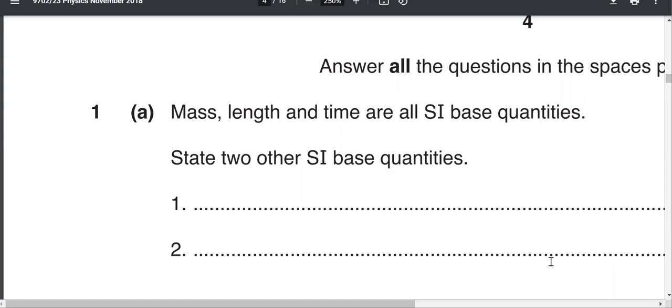Question number 1 reads: mass, length, and time are all SI-based quantities. State 2 other SI-based quantities. You have 30 seconds remaining. All right, we'll come back to that question shortly.